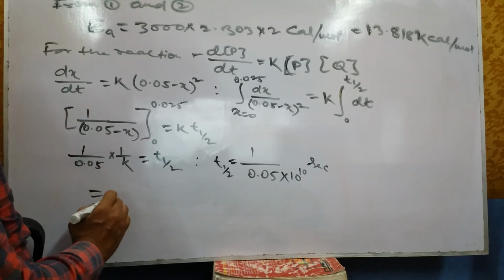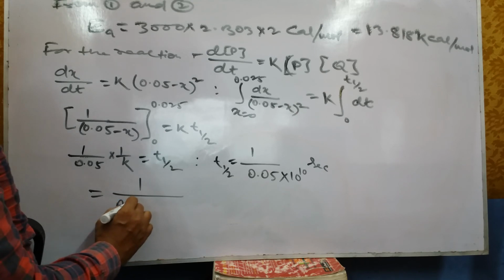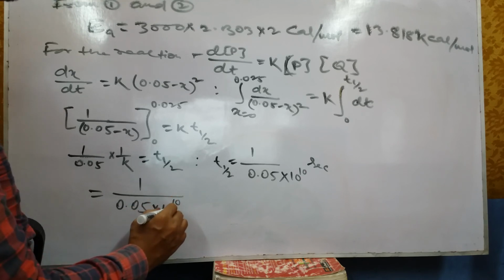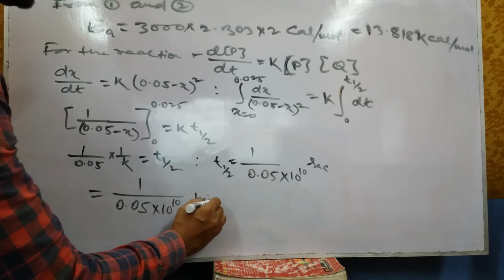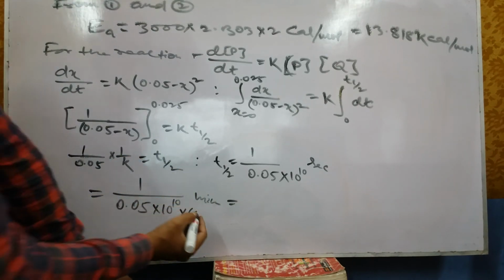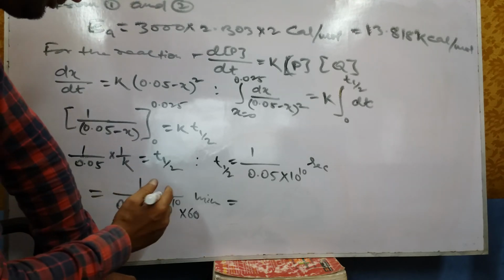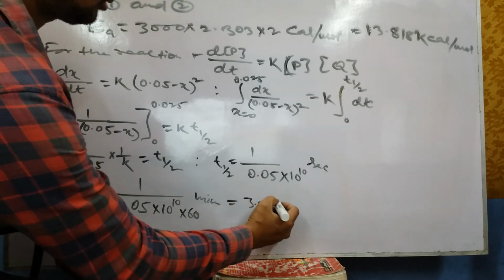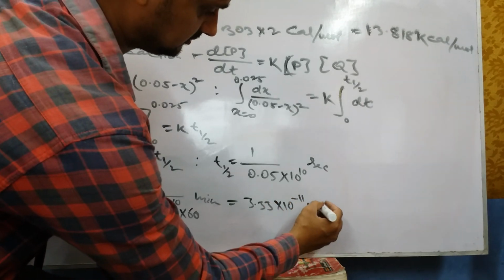It will be equal to 1 by 0.05 into 10 to the power 10 into 60, in minutes. Solving this part, we obtain 0.33 into 10 to the power minus 7 minute.